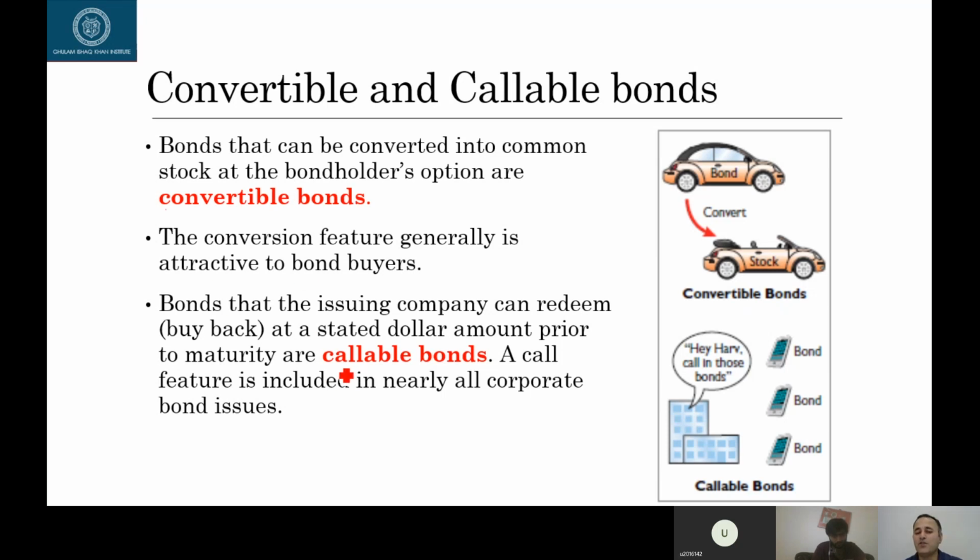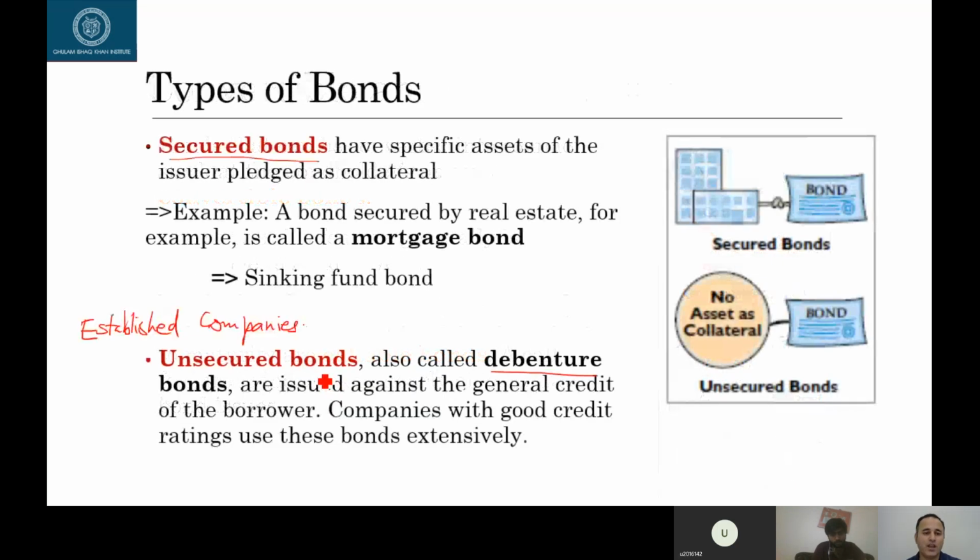Callability. If the bond has a callability feature, then the issuer, the company, has the option. It's not an obligation, it's a right. So they have the right to call those bonds back. So even if they issue a 10 years bond, they can call it after 5 years, or after 3 years.